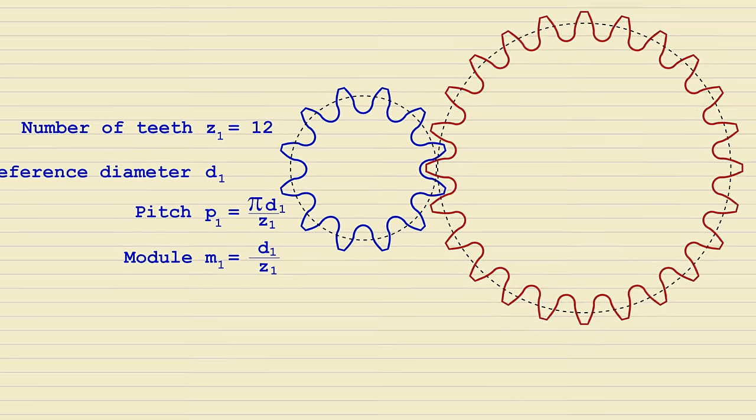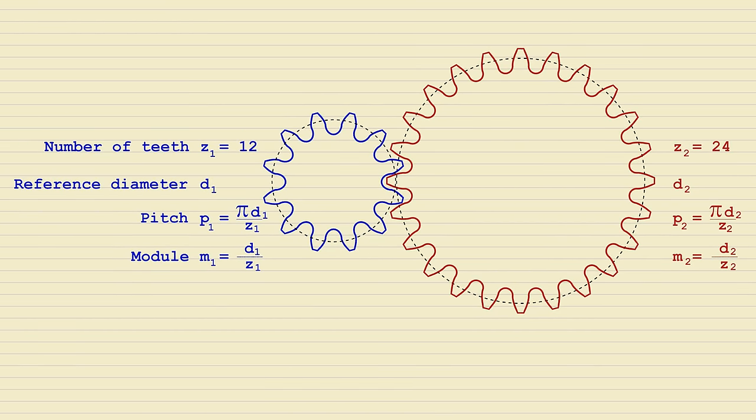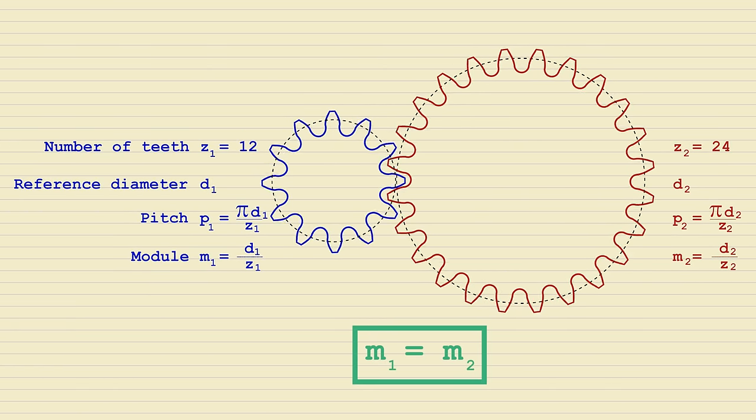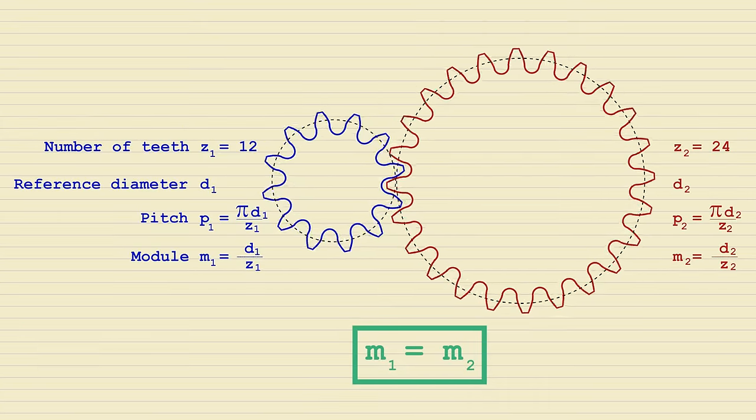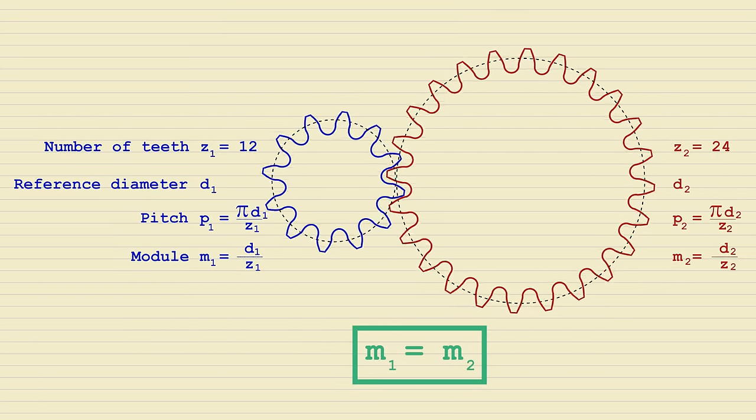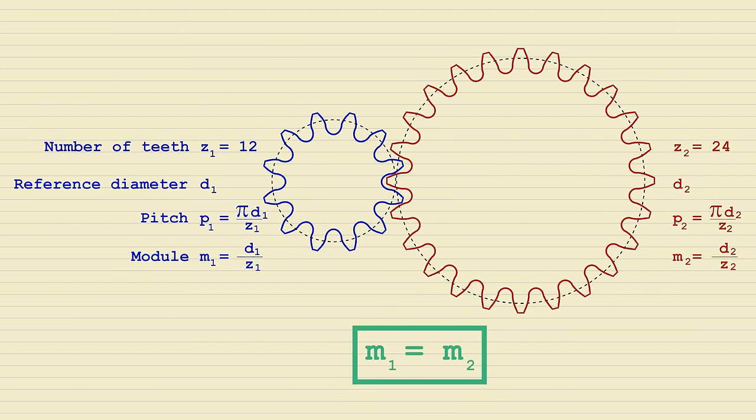For a system of two mating gears to function, their modules must be equal to each other. The distance between the gear centers is simply the average of the reference diameters.